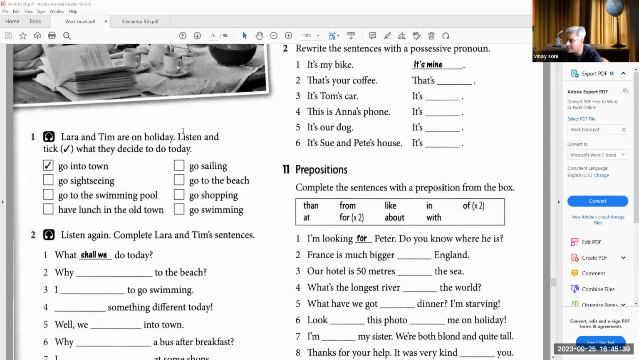But we went to the beach yesterday, and to the swimming pool the day before.